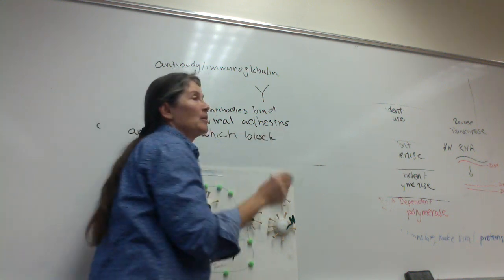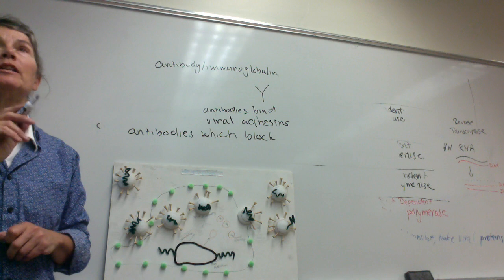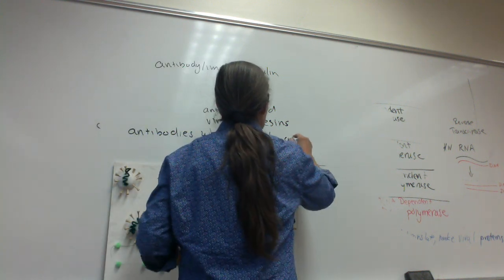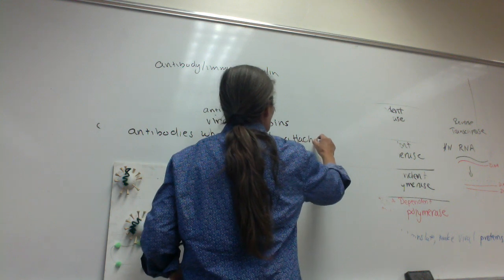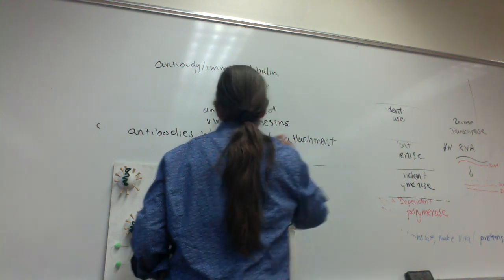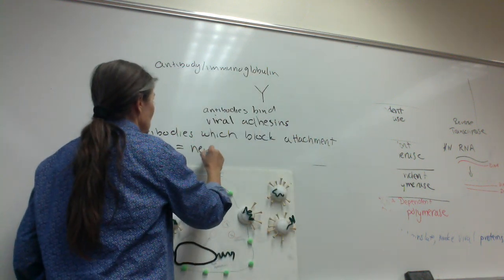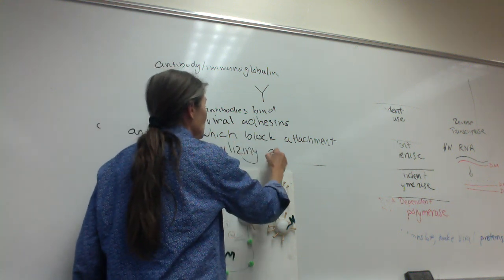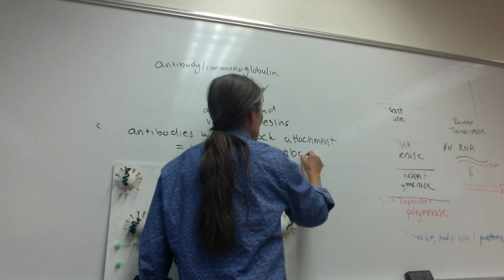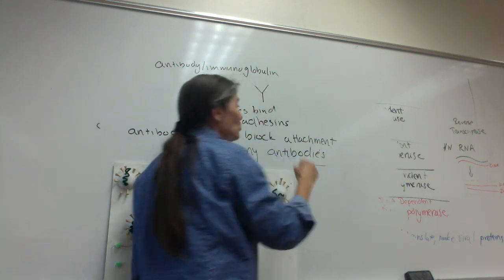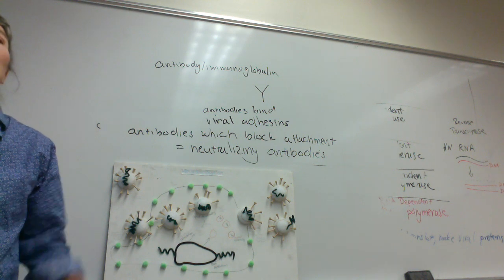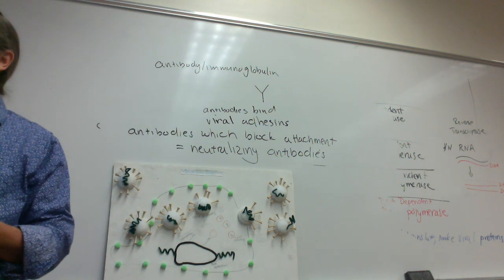And it could be blocking attachment of a pathogen. It could be blocking attachment of a toxin. Antibodies which block attachment are called neutralizing antibodies. And again, folks, the reason neutralizing antibodies are so powerful is that if you block attachment, you block colonization, you block infection, right? You block the toxin getting into your cell.